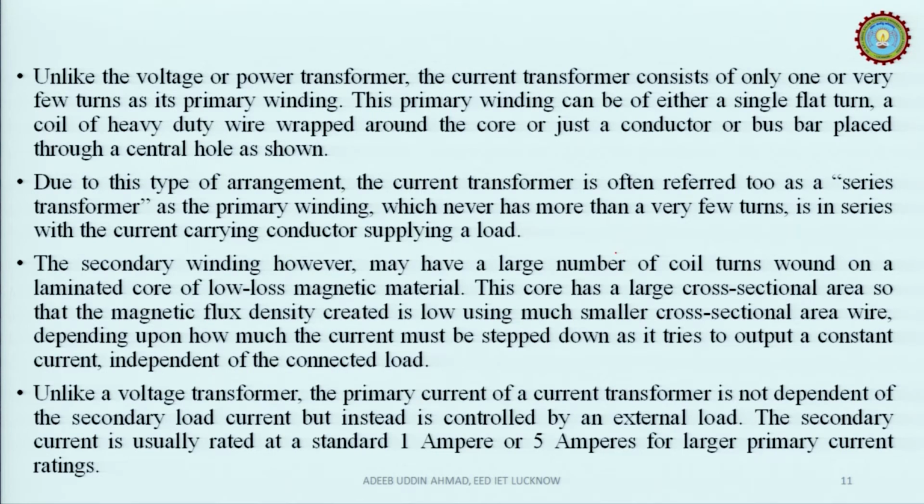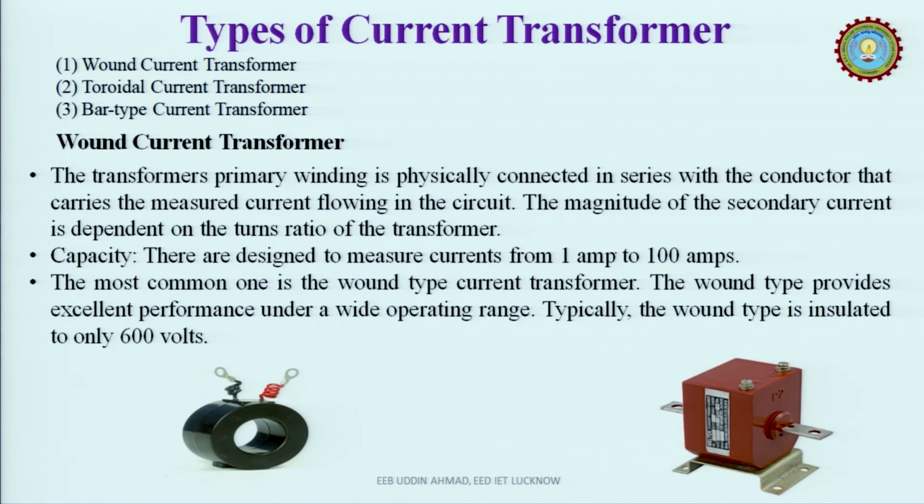Now, the secondary of the current transformer has two standard current ratings, one standard is 5 ampere and one standard is 1 ampere. So, 5 ampere and 1 ampere, both standards are in use. Now, we are going to discuss the types of current transformer. We have three types of current transformer: wound current transformer, toroidal current transformer and bar type current transformer.